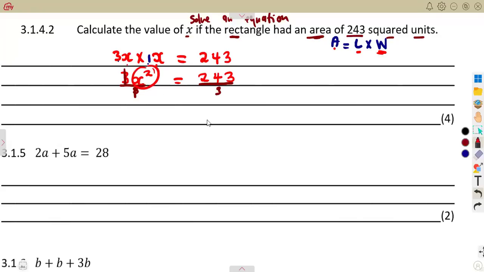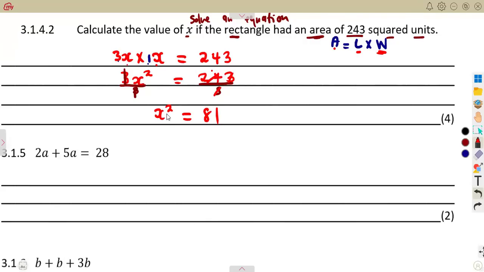We remain with x squared. So that's x squared is equal to 243 divided by 3. That is going to be 81. Okay, you can even use your calculator there, guys, to divide. We can just divide 3 into 24, that is 8. 3 into 3, that is 1. So that was going to give us 81. 243 over 3. X squared is equal to 81.